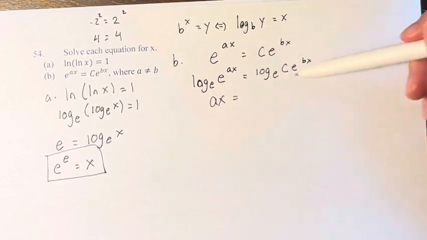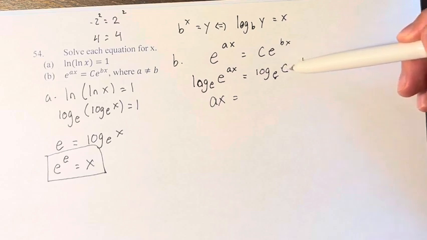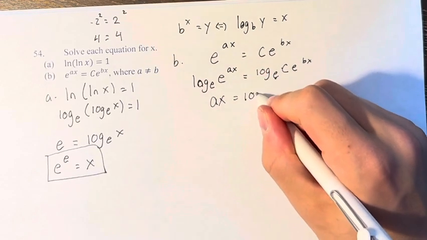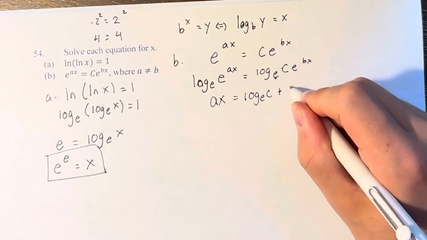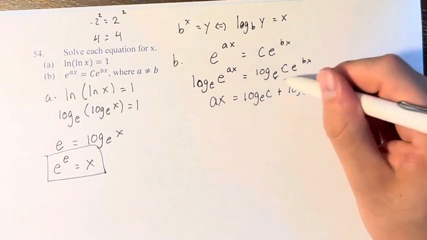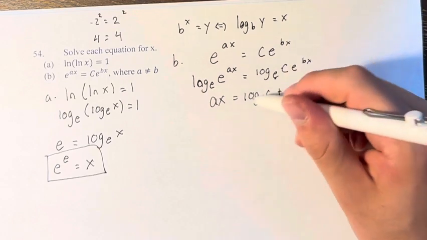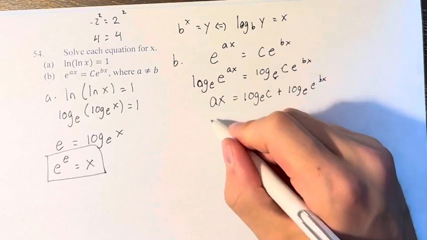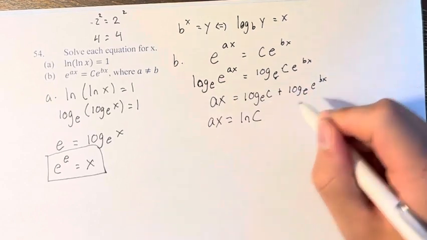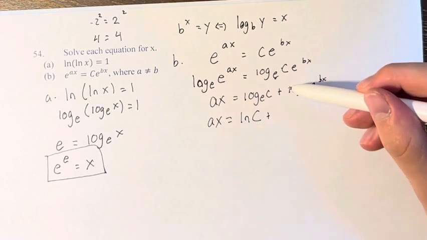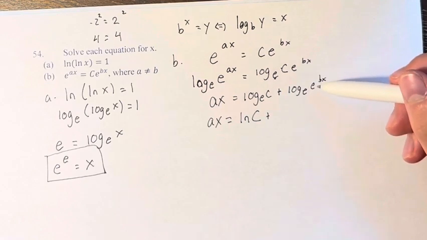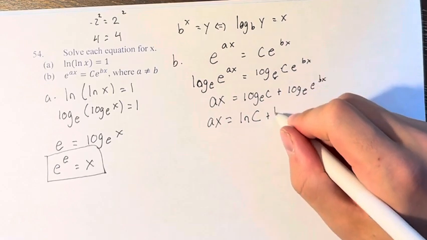So if this is equal to log base e of c times e to the bx, this is equal to log base e of c plus log base e of e to the bx. If there's two things being multiplied within a logarithm, you can add their separate logarithms. So ax is equal to ln of c, plus, in a similar thing, we have the log base e of e to some value. The exponential and the logarithm cancel out, and this is just bx.